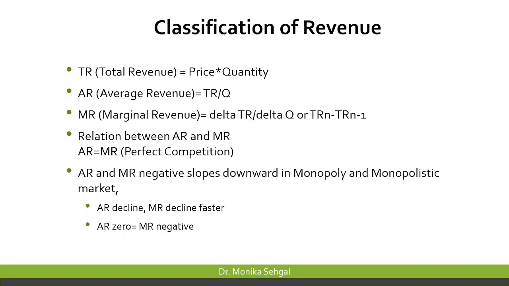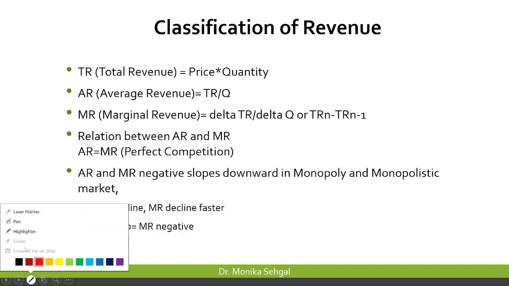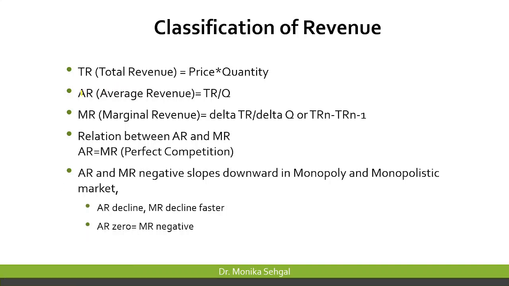So whenever there is a question, what is the revenue function, then the revenue function is price into quantity. Then the average revenue is nothing but the average of total revenue, so total revenue divided by the quantity gives the average revenue. And the marginal revenue, this is a very important topic. Marginal revenue is the change in TR, meaning change in total revenue because of change in quantity, delta TR upon delta Q.